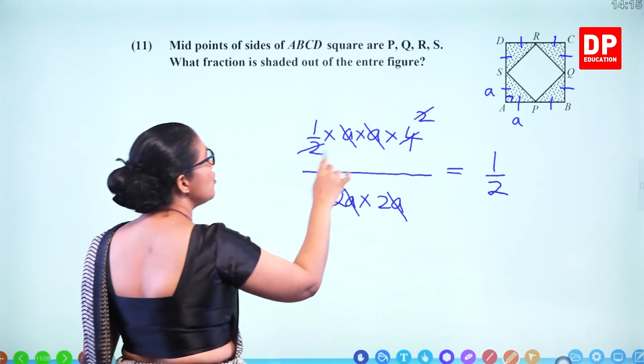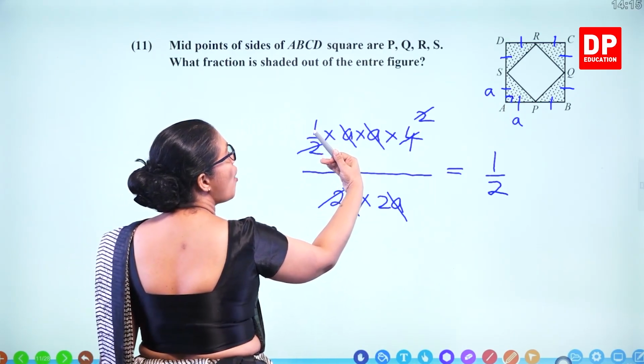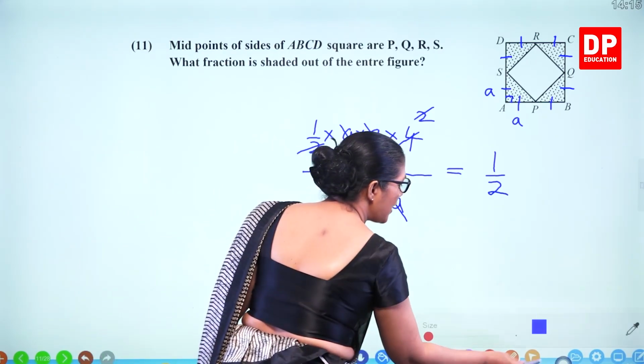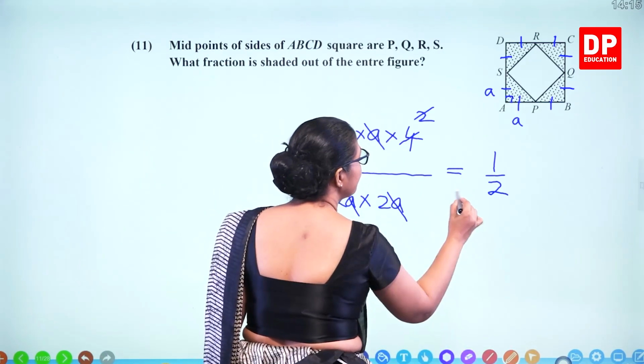So you don't need to find out full area minus this one. Straight away you can use the area of the triangle multiplied by 4. So you get 2 marks for that.